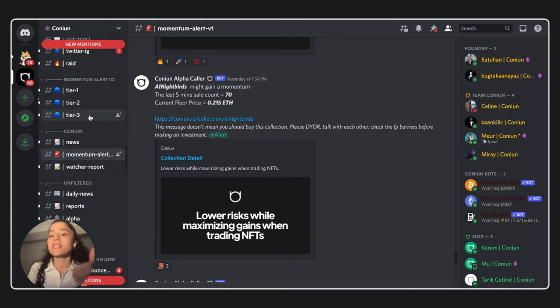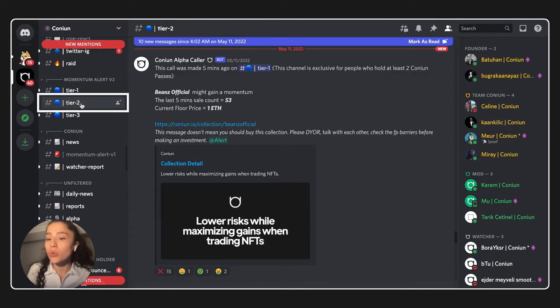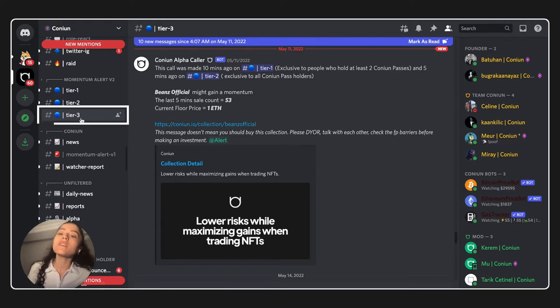We have Tier 1. Tier 1 requires 2 Coniun passes from their holders. Tier 2 is for all Coniun holders, and Tier 3 is for all the individuals who are in the server. But there is a really tricky thing that you must consider, which is that Tier 3 gets the alert 10 minutes after Tier 1. Tier 2 gets the alert 5 minutes after Tier 1, and Tier 1 gets the alert first.